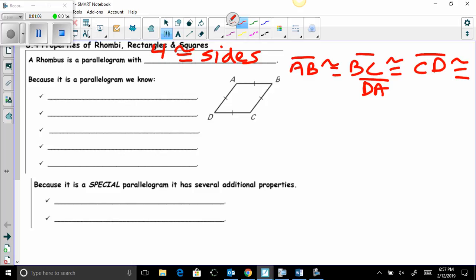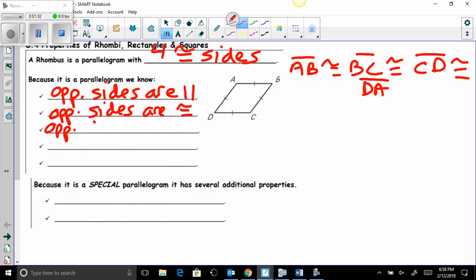Because it's a parallelogram, we know already that opposite sides are parallel. And remember, how can we figure out opposite sides are parallel? By finding the slope. They have the same slope. Opposite sides are congruent. We'd use the distance formula for that.